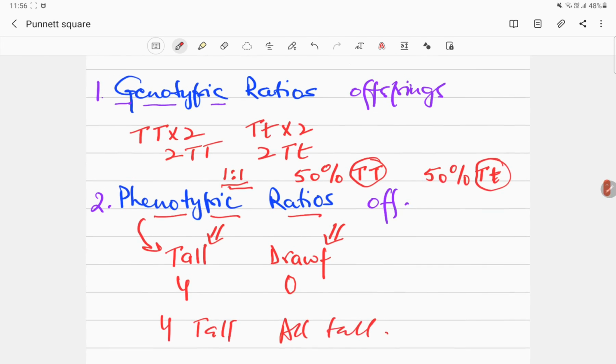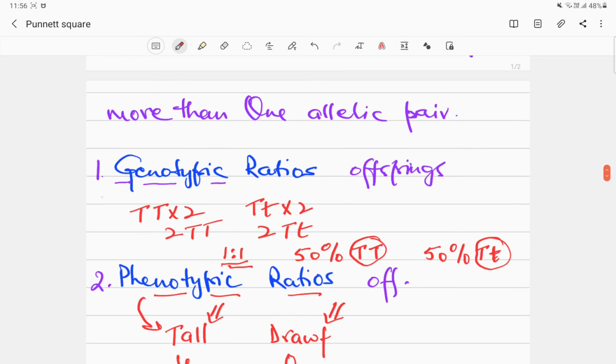I hope you've understood what a Punnett square is and what the two major uses of a Punnett square are. We will keep coming across Punnett squares in our future classes when we study the laws of inheritance in greater detail.